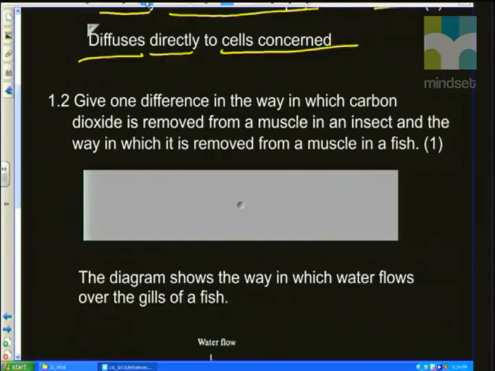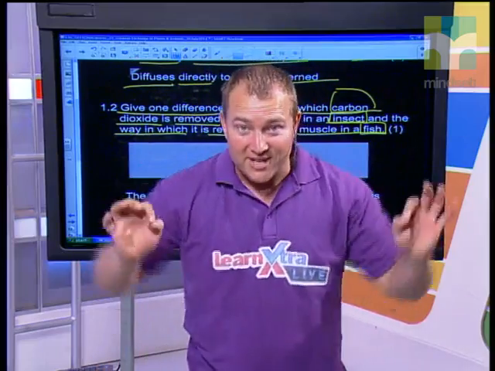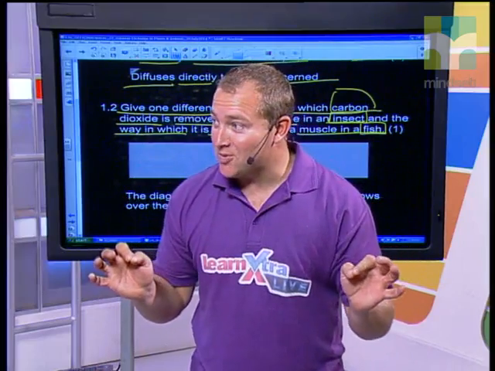Next simple little question. Okay, here we go. Give one difference in the way in which carbon dioxide is removed from a muscle in an insect and the way in which it is removed from the muscles in a fish. Okay, now they've given you two things automatically. Firstly, carbon dioxide, so we know it's leaving the body in both. Then they told you insect, the muscles in an insect, very important. And the second one, they gave you a fish. Now, first of all, one is terrestrial and one is aquatic. This is one of the biggest questions: which one's aquatic, which is terrestrial?